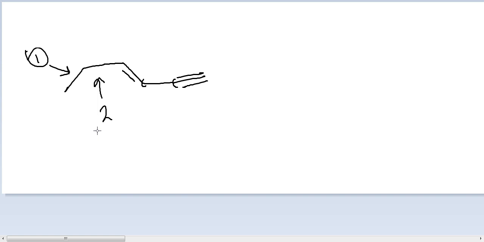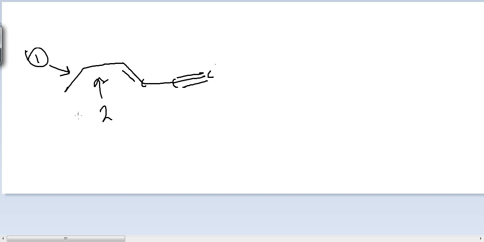Alright, this question starts off by asking, label the shortest carbon-carbon single bond. Well, this is going to depend a lot on the hybridization of each carbon. This one is an sp hybridized carbon, and the carbon right next to it on the other side of the triple bond is also an sp hybridized carbon. This one is sp2, this is sp2, this is sp3, and this is sp3.